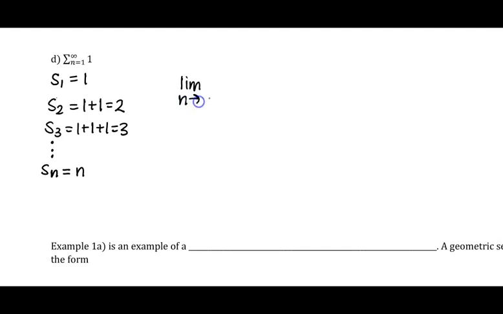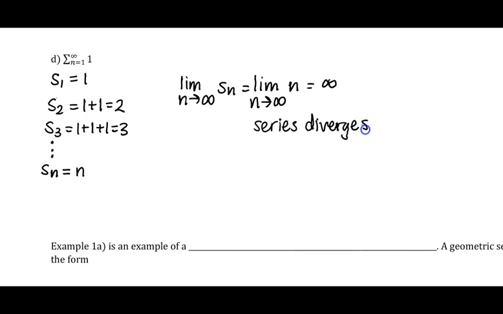Now that we know what the sum of the first n terms of the series is, what happens if we let n go to infinity? The limit as n goes to infinity of n is equal to infinity. And so we conclude that this series diverges. And it does make sense that if we add up 1 infinitely many times, we will get infinity.